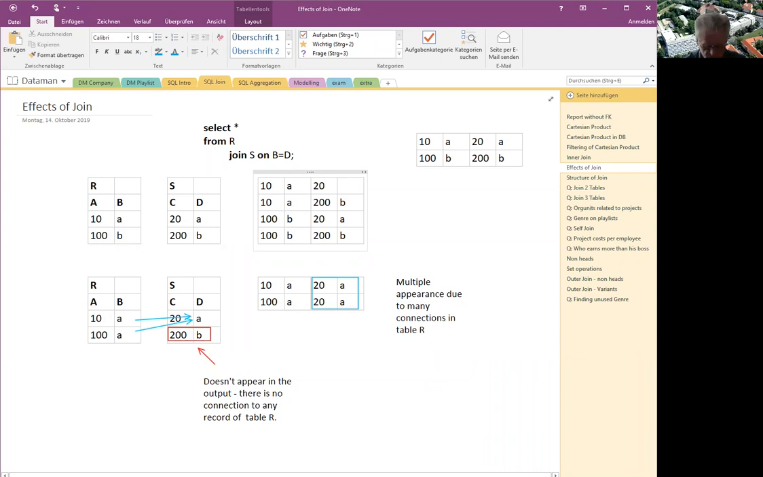And now we do the filtering according to the join condition: B should be equal to D. Let's take the first record. Is column B equal to column D? Yes, of course. So we keep it. Second record. Does it satisfy the condition B equals D? No. Remove it. Third record? No. Remove it. Fourth record? Yes. You see it?